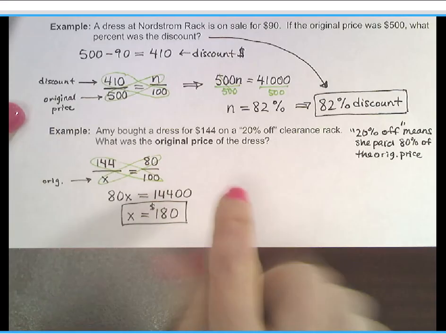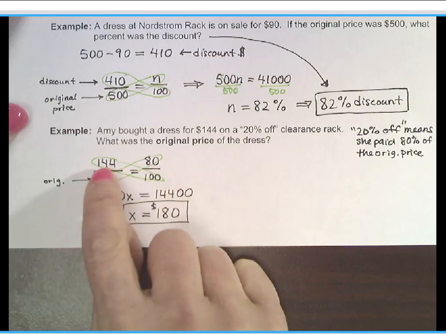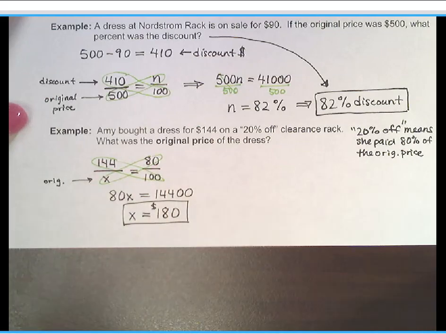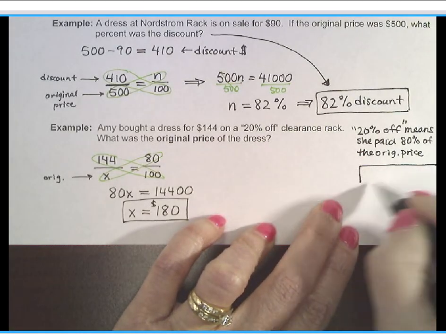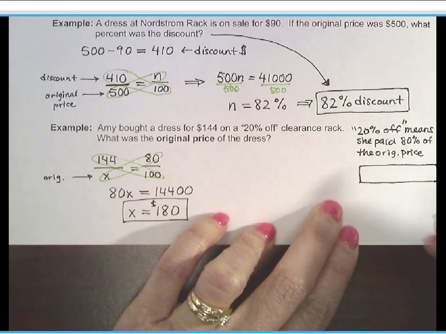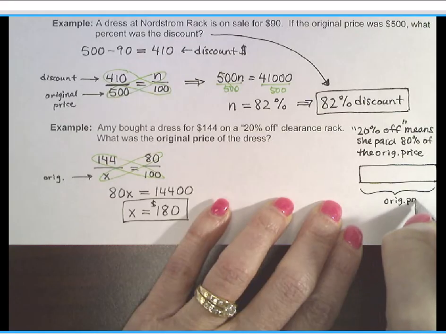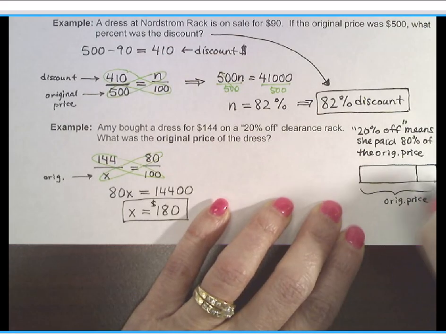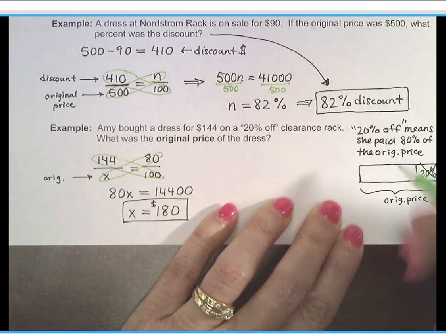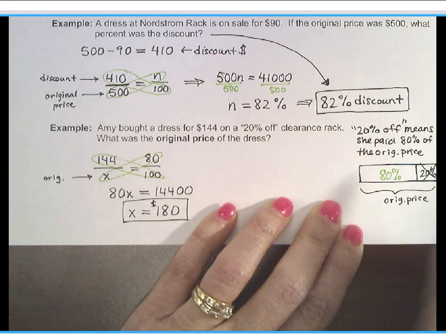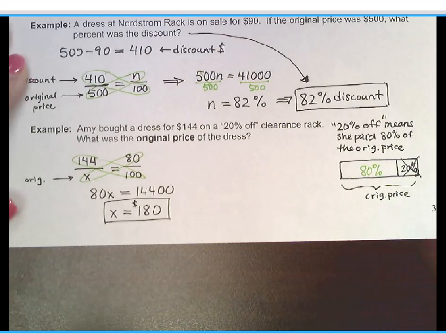But the kicker on this one is that I didn't use 20 in my calculation. I used 80 because the $144 was the 80%. If you think of it kind of this way, like let's say this is the original price. Okay, this whole thing is the original price. It was marked 20% off. So if that 20% was marked off, that means there's 80% that she's paying, and that's why I used the 80 in my calculation.